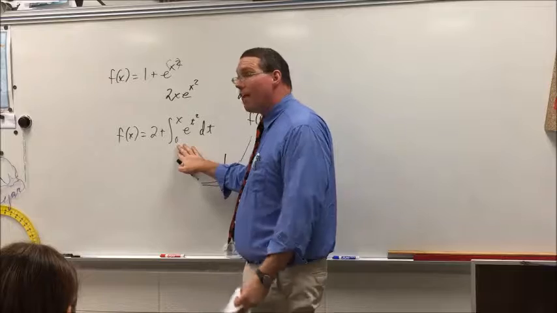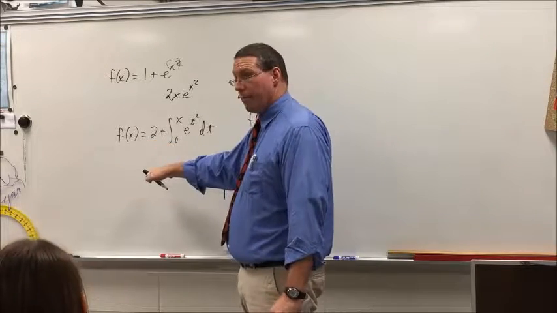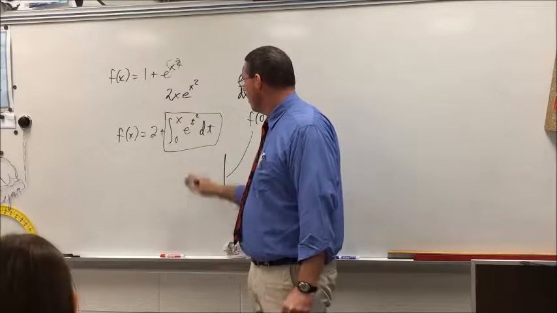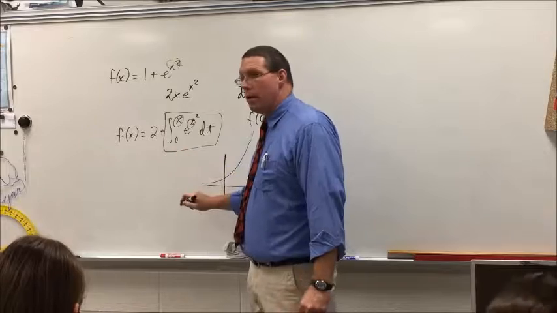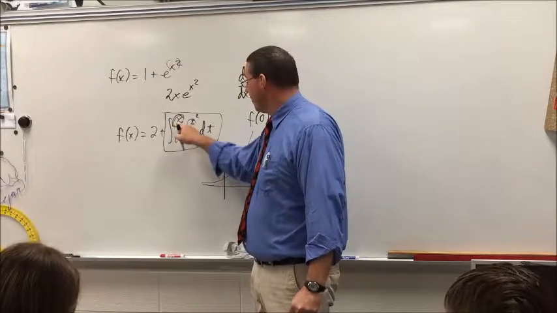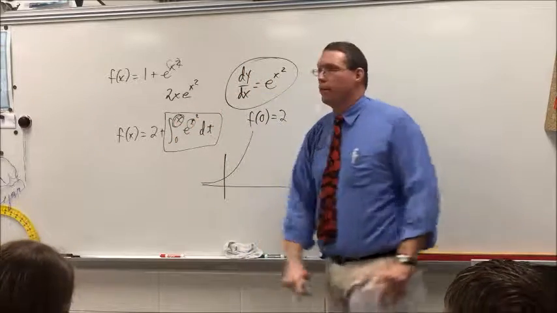So, just to be fair, let's make sure we do the derivative here. The derivative of 2 is 0. By the fundamental theorem of calculus, what's the derivative here? Plug x in for t and multiply by the derivative of the upper limit. The derivative of x is 1, times e to the x squared. So it's just e to the x squared.